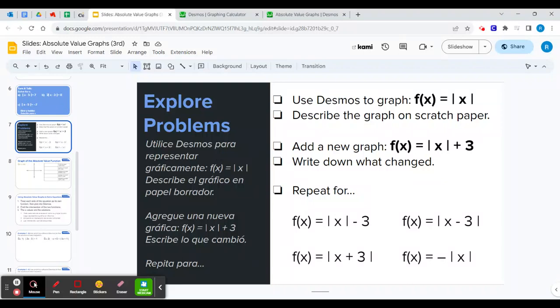All right, before you get into notes today, I think it's best to try some explore problems first to see what absolute value graphs look like before we formalize it. So do this work on scratch paper. Make sure that I see it so I can give you credit for it in your makeup work. But basically follow these instructions here.